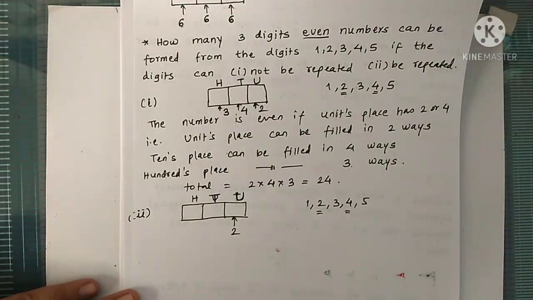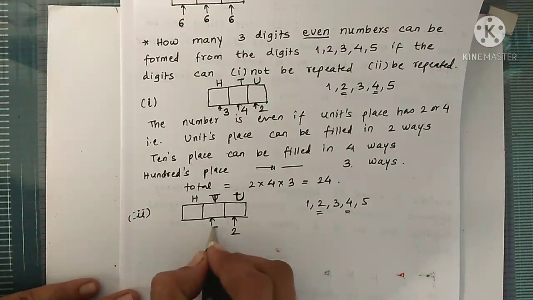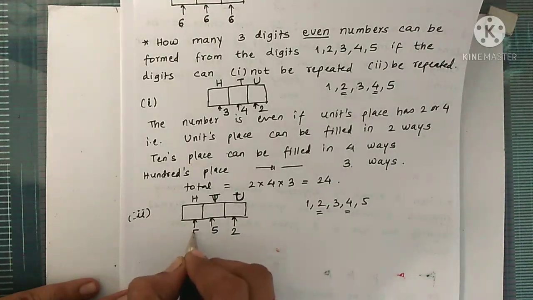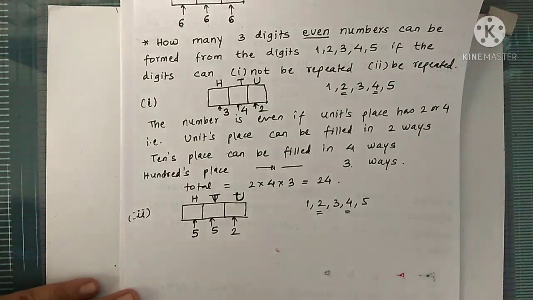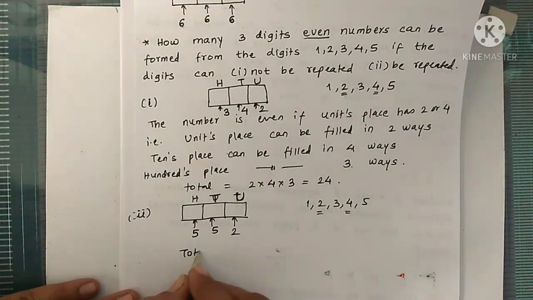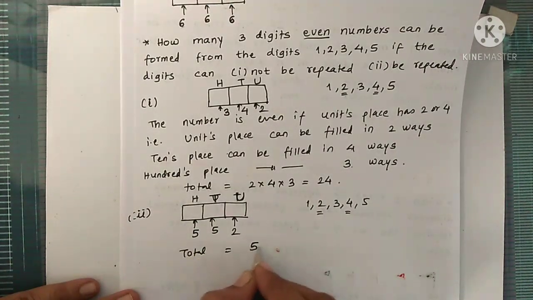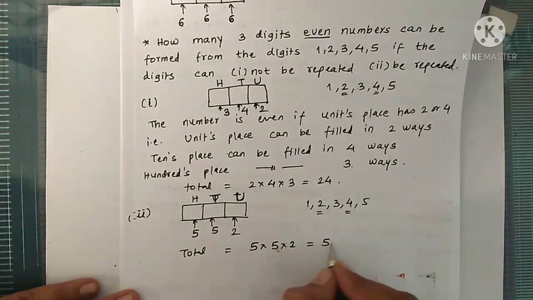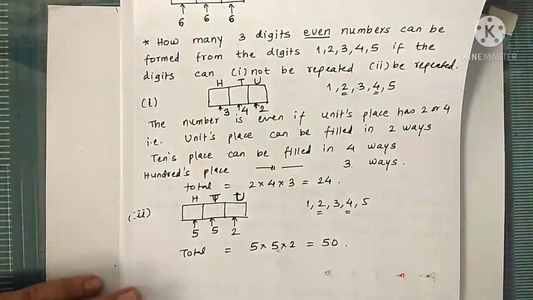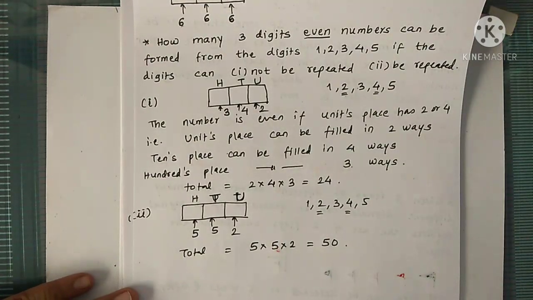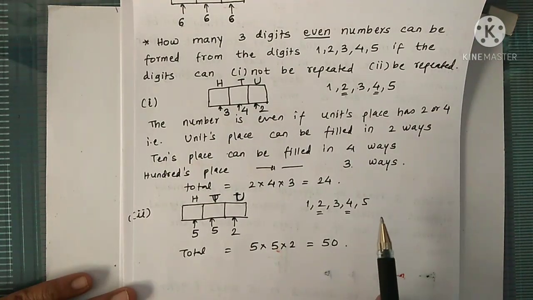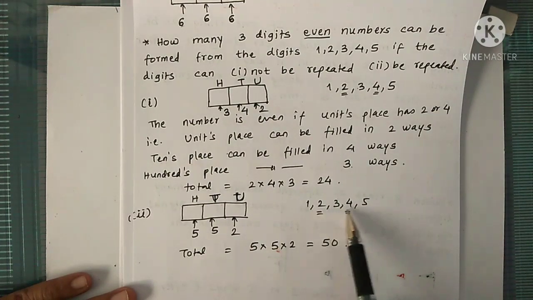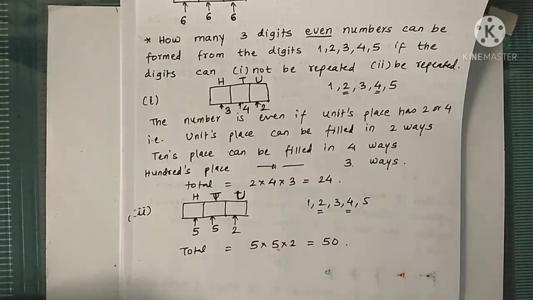But for the remaining places, we can use any of the digits. That means the number of choices available for tens place and hundreds place is 5 each. So the total number of ways is 5 multiplied by 5 multiplied by 2. So this is 25 into 2, 50. So if a digit is repeated, then the total 3-digit even numbers that can be formed using these digits is 50.